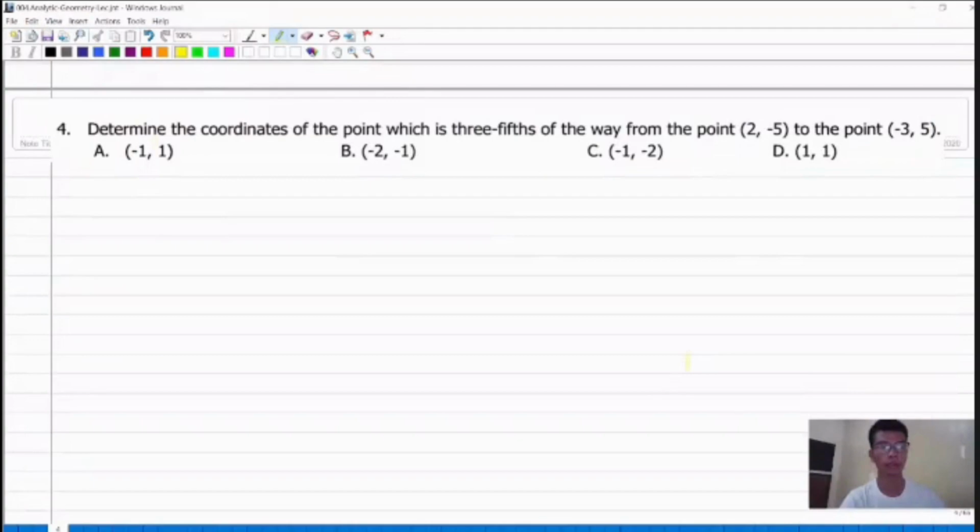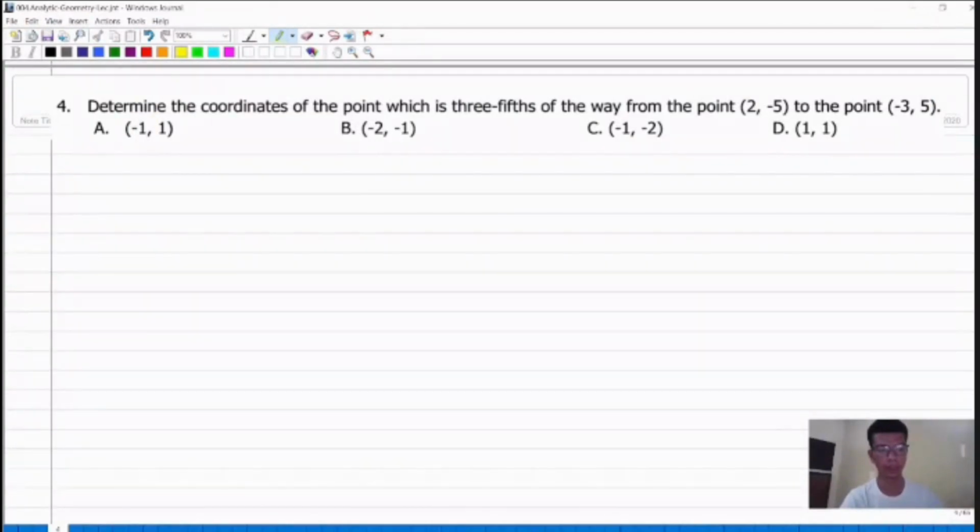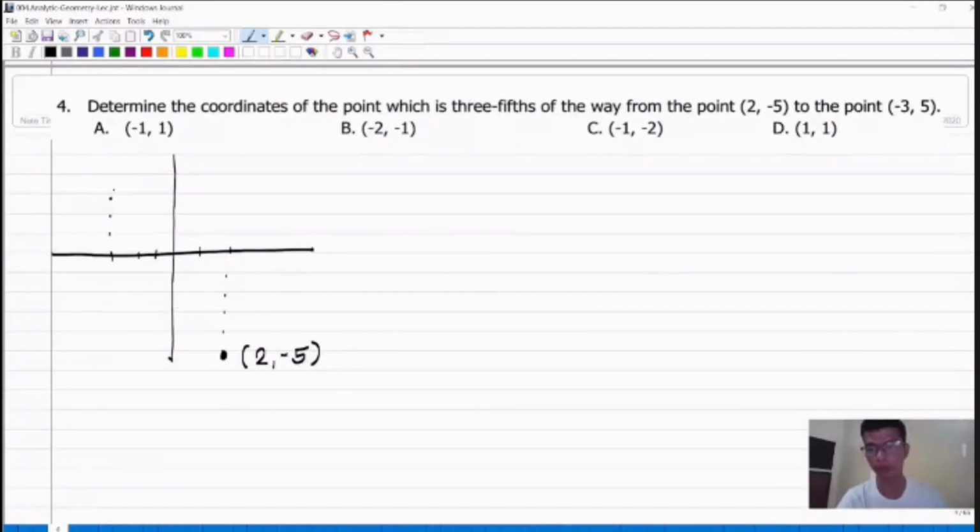So, ito ang ating x-axis. And this is the y-axis. The first point is (2, -5). So, 1, 2, and then baba ng 5: 1, 2, 3, 4, 5. And then isa naman is negative 3, pakaliwa 1, 2, 3, and then yung 5 naman is pataas. 1, 2, 3, 4, 5. So, (-3, 5).